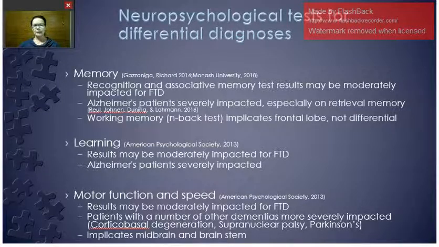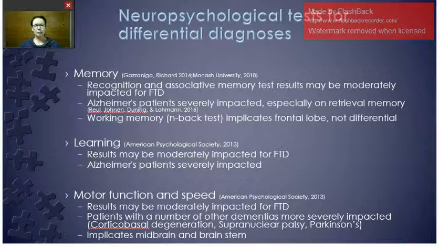So memory, learning and motor function should be included in the neuropsychological tests to confirm frontotemporal dementia and to differentiate from other disorders. As I've mentioned, frontotemporal patients may be impacted in these areas, but it won't be their primary symptomology. Degeneration of memory retrieval and associative memory is more typical of Alzheimer's. A working memory test just is not really a good differentiator, as it tends to be an issue in both of those etiologies. So we're best to focus on the recognition and associative memory.